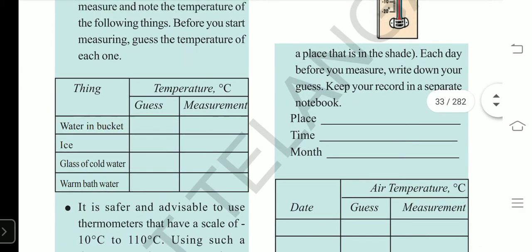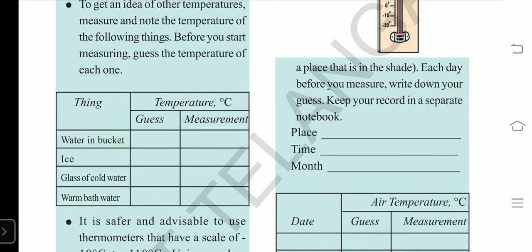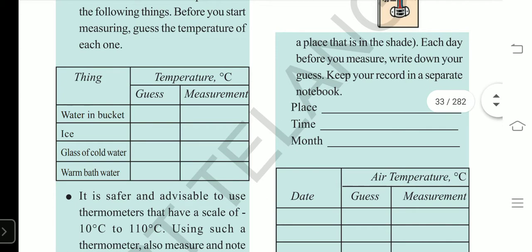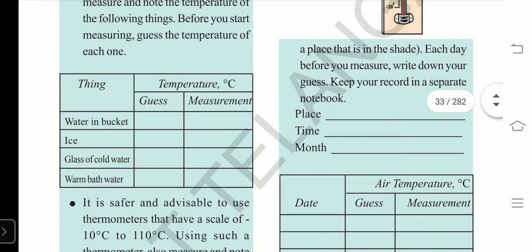So what do we see here? By that practical work, we will come to know that the temperature of water in the bucket is not the same as the rest of the three, that is ice, a glass of cold water and warm bath water. Dear students, what I want to say here is that temperature is different for different things. That is the conclusion you will get by doing this practical work.